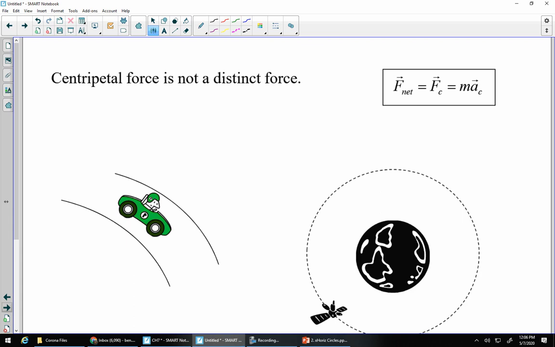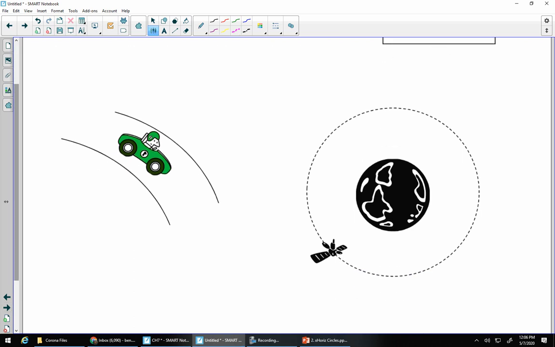So remember, Fc, or net force, is not an actual force. It's just your net force. It's just what's left over. So if I had a car going around in a horizontal circle, that's this particular person right here. The car is going around in a horizontal circle. What is the net force? What is responsible for that car going around in a circle? It's a bit of a tricky question. So here's an easier way to think about it.